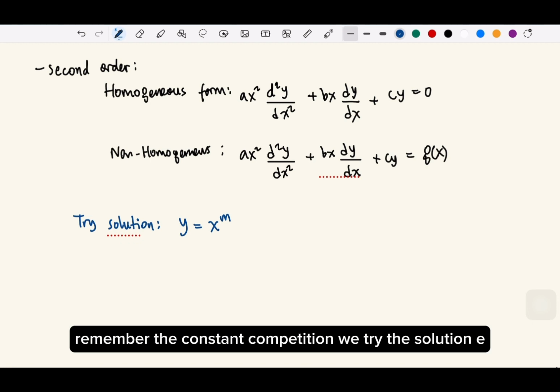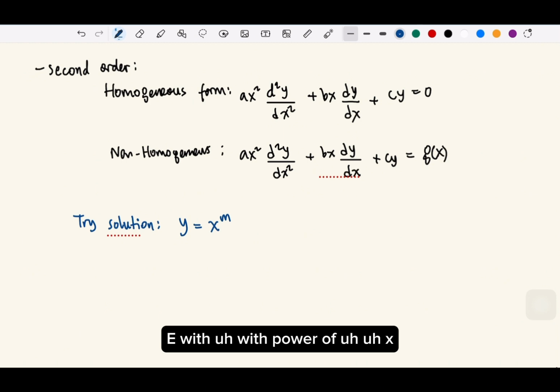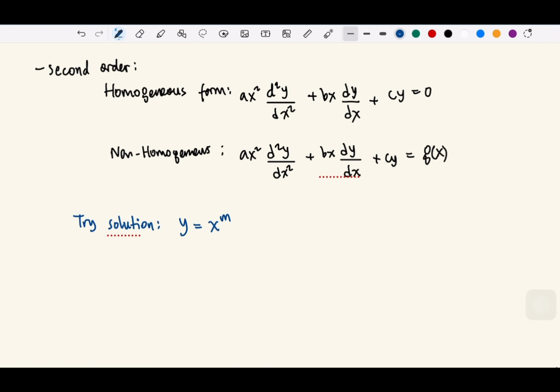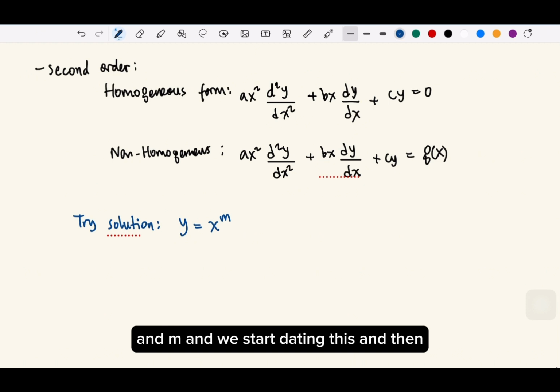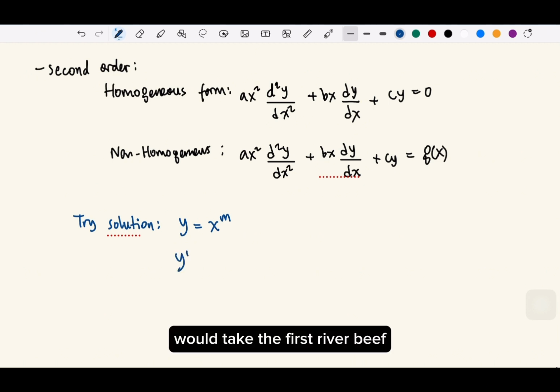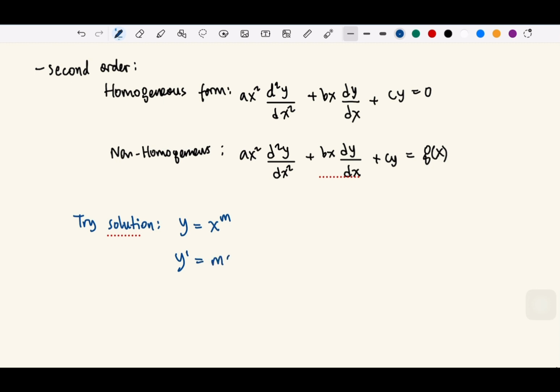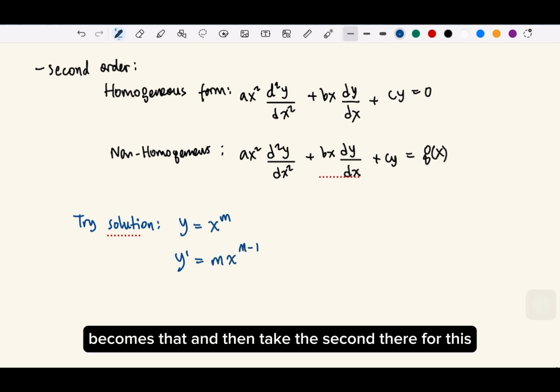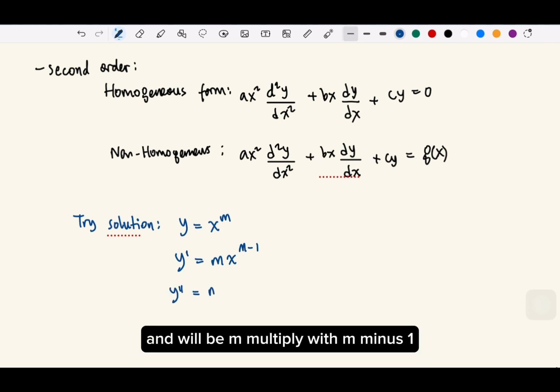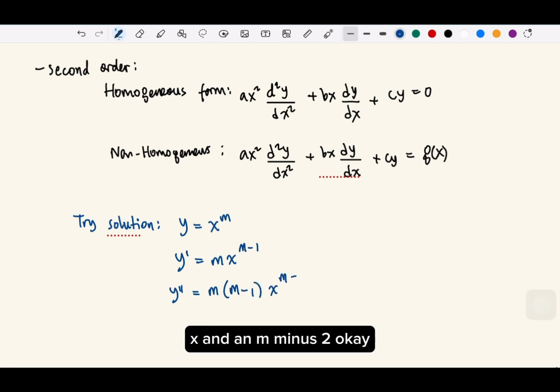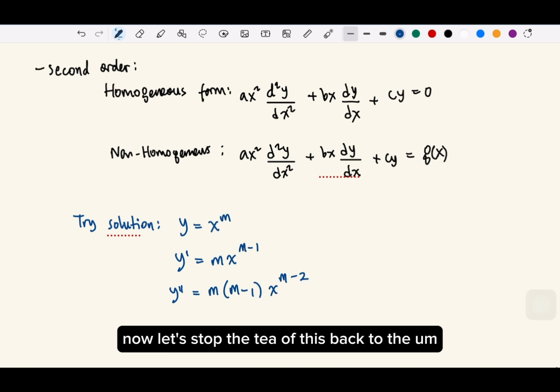Remember, for the constant coefficient, we try the solution e with power of m x. Okay, and we start taking this, and then we take the first derivative, becomes that, and then take the second derivative, and it will be m multiplied with m minus 1 x to the power m minus 2. Okay, now let's substitute this back to the homogeneous one.